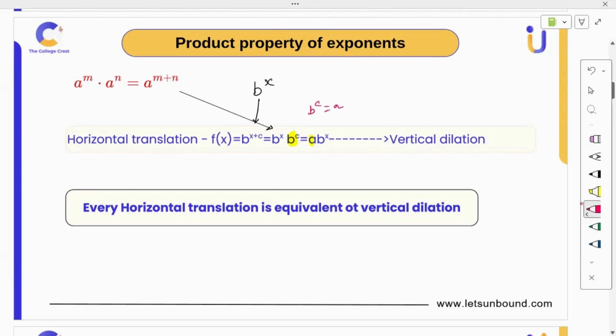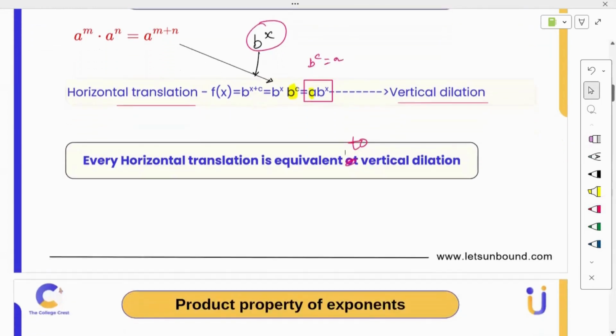Now, I started with a simple function. I applied horizontal translation. I applied this property. I got a new kind of exponential function. Not a new kind, it's just b power x with a multiplied. If you multiply something before b power x, it's vertical dilation with scale factor a, right? So horizontal translation can be manipulated and you can show it as a vertical dilation. So they are equivalent. Every horizontal translation is equivalent to vertical dilation here for an exponential function. So this is one manipulation here.